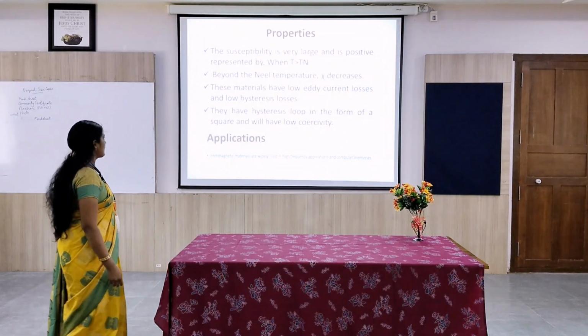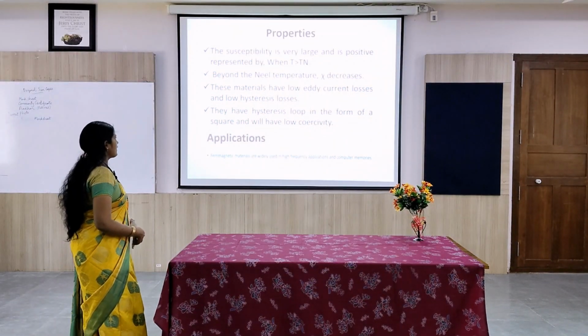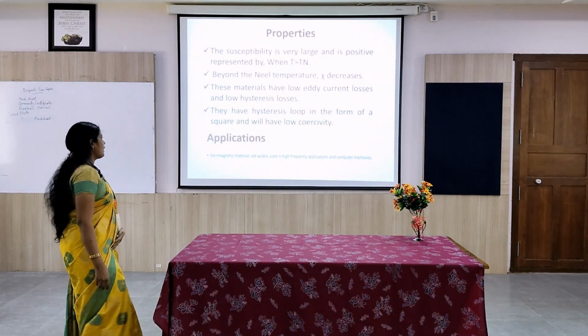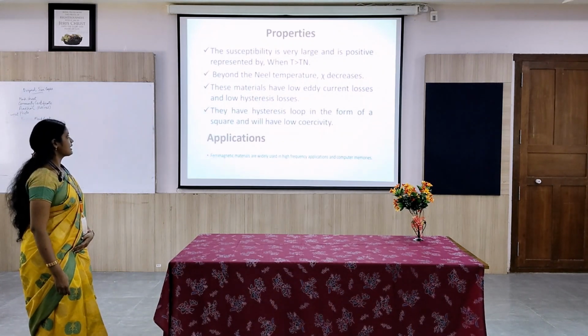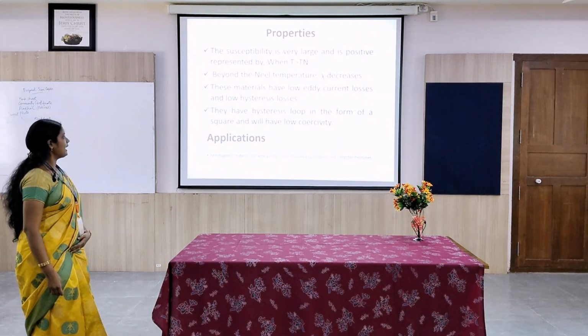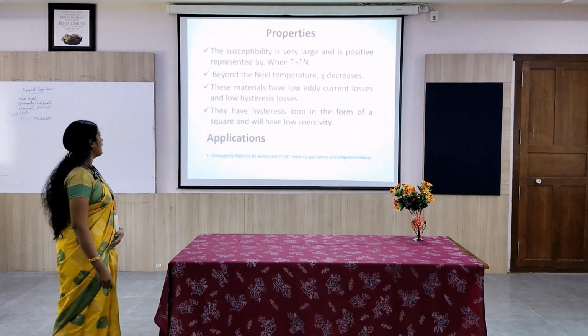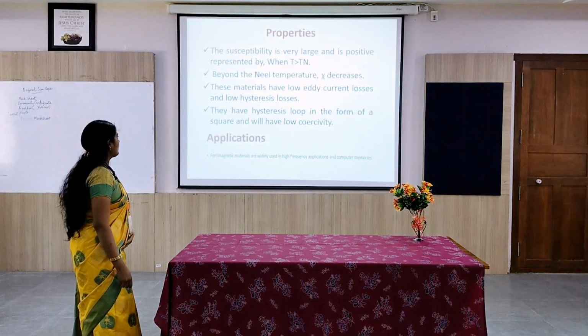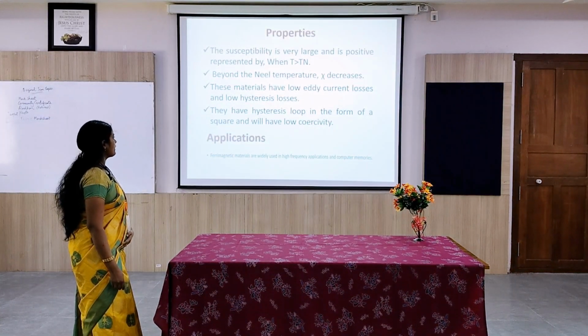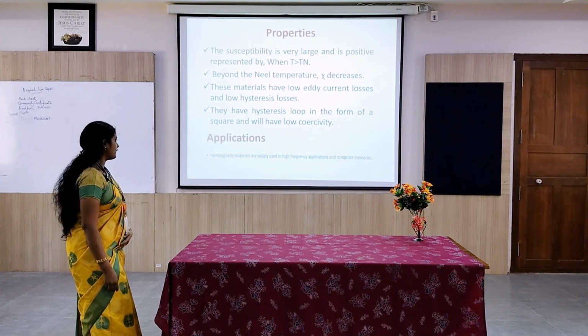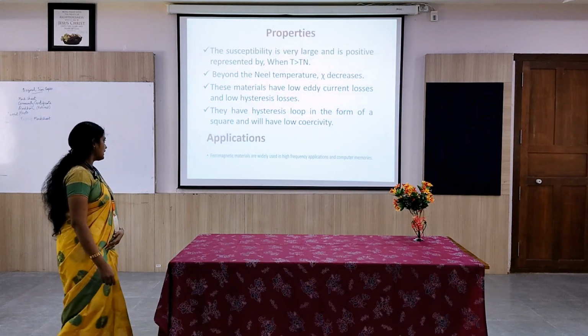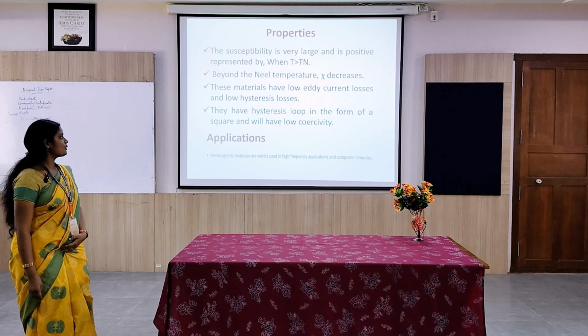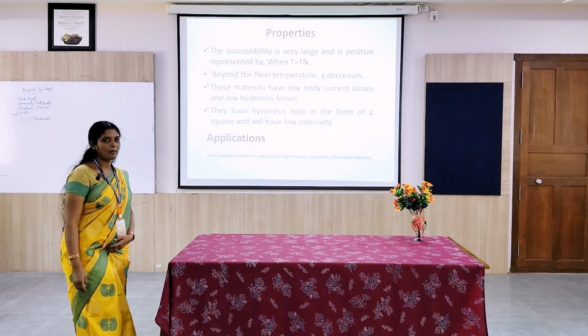Properties of ferrimagnetic material. Its susceptibility is very large and positive. Beyond the Neel temperature, the susceptibility decreases. The material has low eddy current losses and low hysteresis losses. They have a square-shaped hysteresis loop. It has a low coercivity. Next, applications of ferrimagnetic material. Ferrimagnetic materials are widely used in high frequency applications and computer memories.